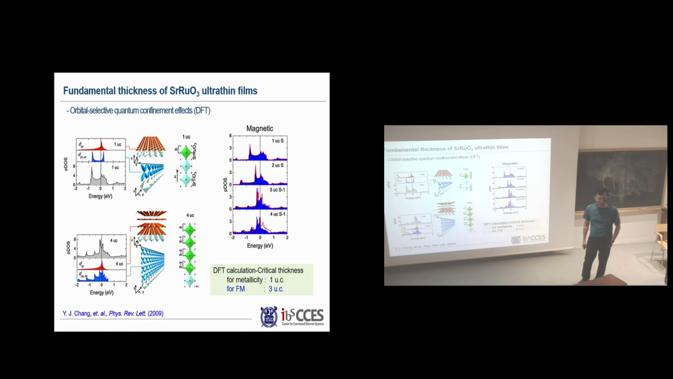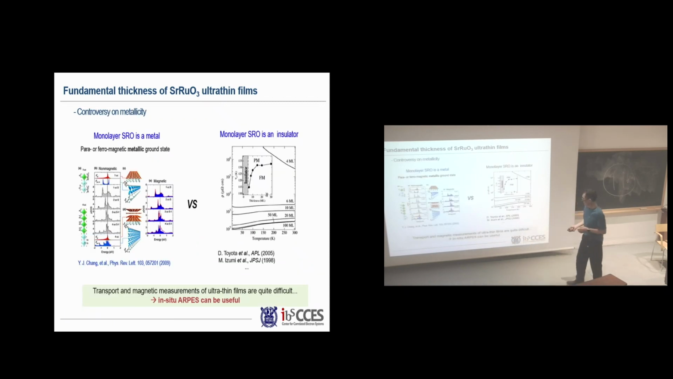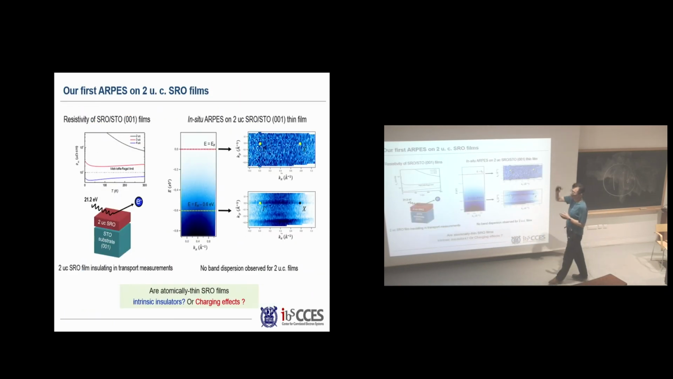But so far, most of this is theory and indirect experimental evidence. Do we have more explicit experimental evidence for that? So using our new cluster chambers, we decided to do ARPES for the 2-unit cell sample. When you grow SrO on STO 001 surfaces, the 4-unit cell film is metallic, the 3-unit cell is borderline, and the 2-unit cell is an insulator.